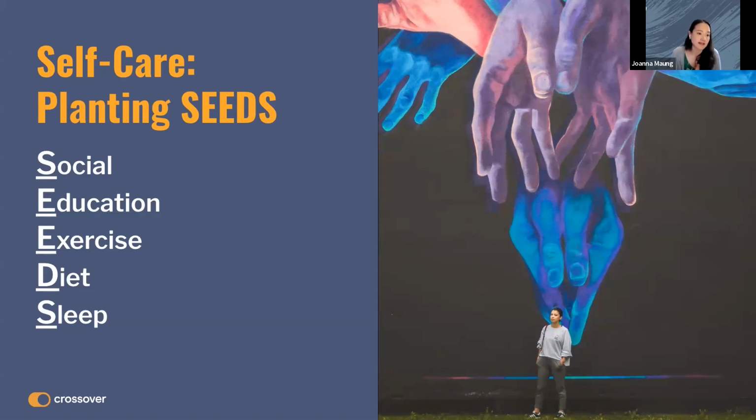So the first seed, S, stands for social. There is such an importance in terms of maintaining and forming social connections. We know the psychological research has been out there for decades and decades. Social support is one of the biggest buffers in terms of stress, depression, anxiety, et cetera. It really makes a difference in terms of our psychological well-being and functioning.